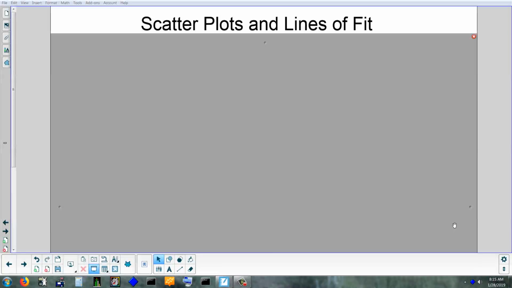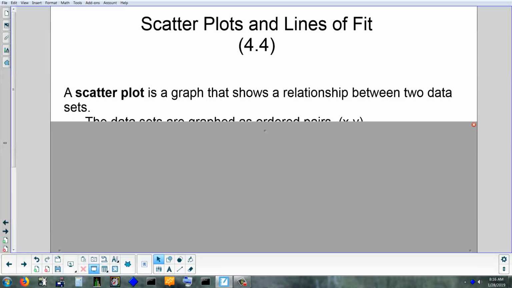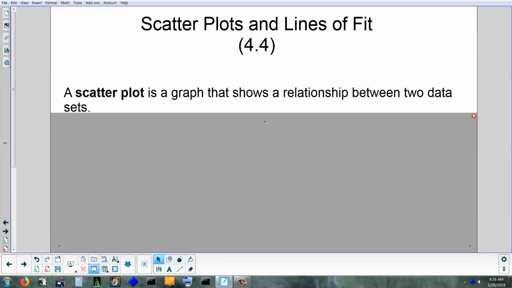Right, so for today and tomorrow, we're going to take a look at what's called scatter plots. Most of what we do today is going to be by hand. Tomorrow, we'll try to do a little bit more with technology. So a scatter plot, and that's what you want to fill in what's bold.